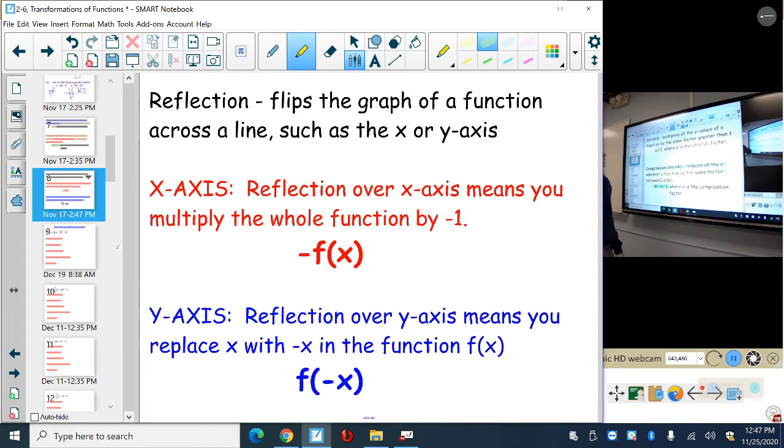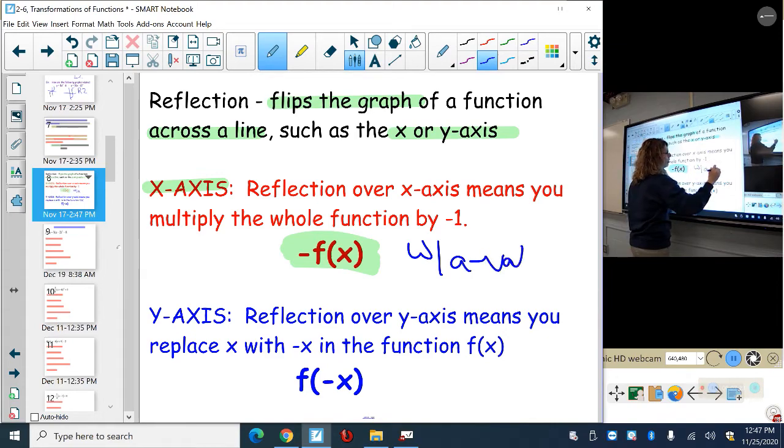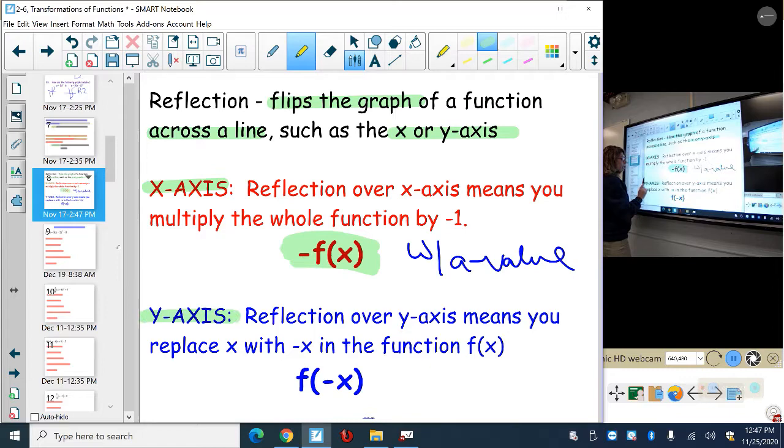So, next is going to be reflections, and we've kind of talked about this already. It's either going to flip the graph of the function across the x or y axis. Now, if it's across the x-axis, it's outside, with the a. Okay? When it is with the y-axis, you're replacing x with negative x. Okay?